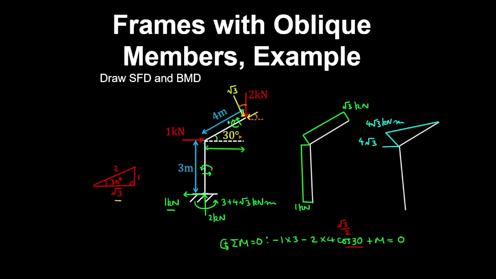And the bending moment at the support is equal to the moment reaction. So that will be 3 plus 4 root 3 kilonewton meters. And the bending moment here varies linearly along the column.